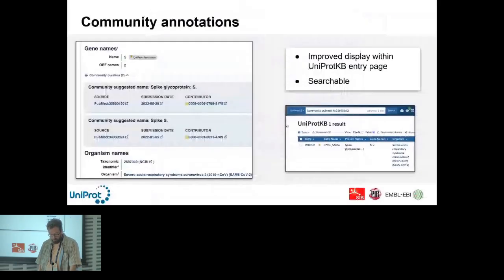And so within UniProtKB, we have community annotations, and we have improved the way that these community annotations are shown. We've merged things together, as we had a lot of duplications. We're showing the submission date, and it's also searchable now using the community PubMed ID.